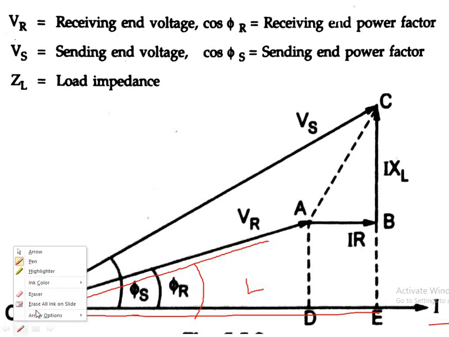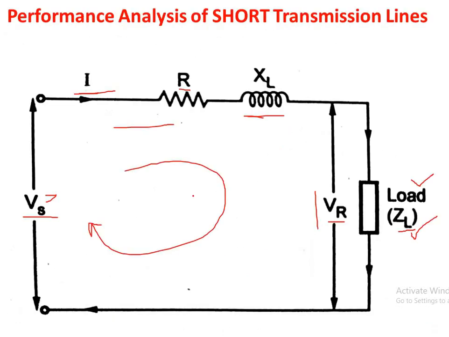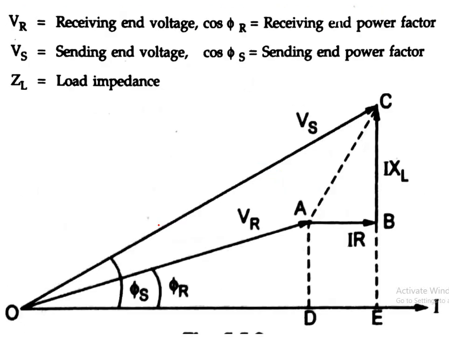So before writing Vs, we should get the equation of Vs. Vs is given, according to this circuit diagram, by applying KVL: Vs is I into R plus I into XL plus VR. So if you add these three, you can get Vs. So what you have to do is write Vs by adding these.